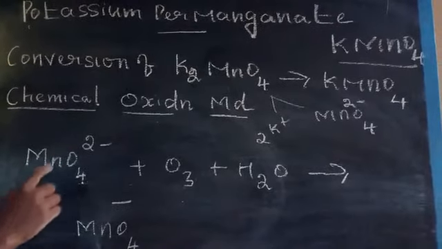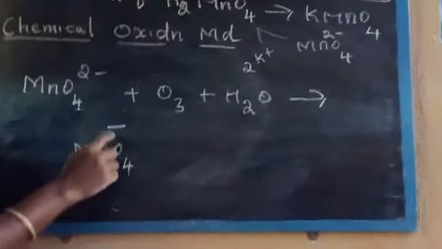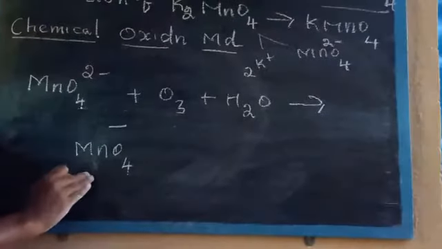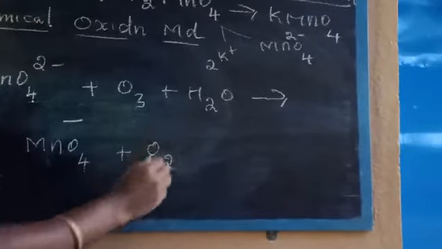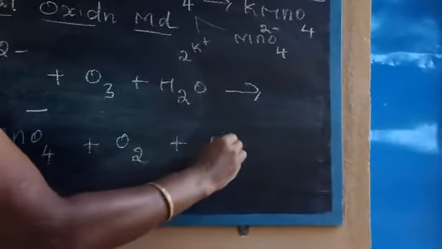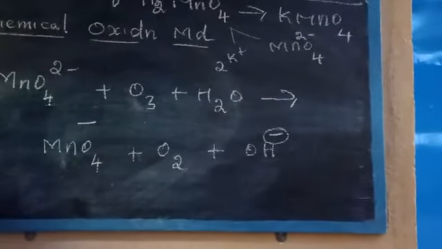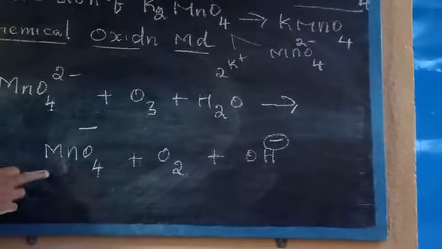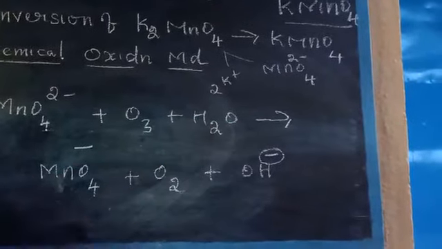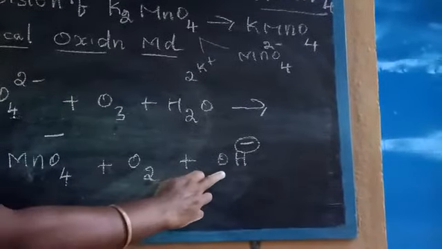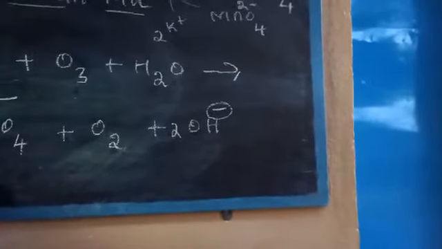MnO4 2 minus means manganate ion. MnO4 minus means permanganate ion. So now ozone is converted into oxygen. Water molecule is converted into OH minus. Okay. So now balance the reaction. Mn. So oxygen 4, 4 plus 3, 7, 7 plus 1, 8. Here 4 plus 2, 6. Hydrogen 2, so 8. Hydrogen also is balanced.